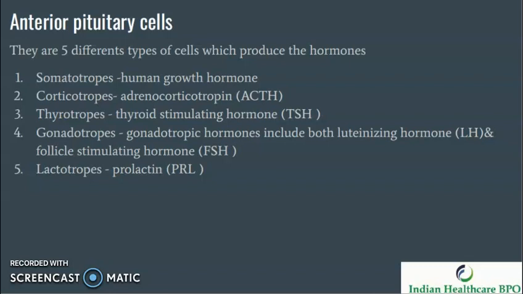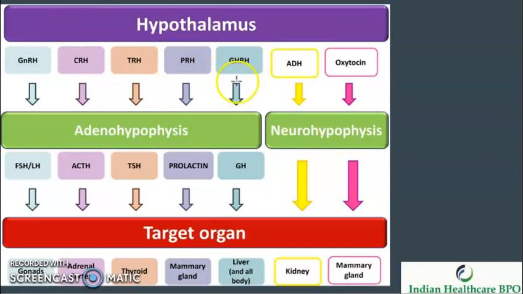The anterior pituitary cells: there are five different types of cells which produce the hormones. First, the somatotropes, which produce growth hormone; corticotropes produce adrenocorticotropin; thyrotropes produce thyroid stimulating hormone; gonadotropes produce luteinizing hormone and also follicle stimulating hormone; and lactotropes produce prolactin. So, these are the hypothalamic hormones which stimulate the anterior and posterior pituitary gland to produce their action on their target cells.